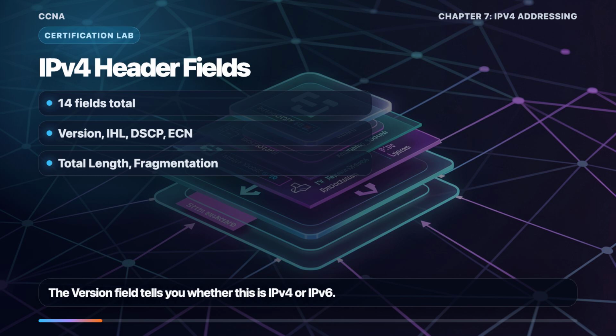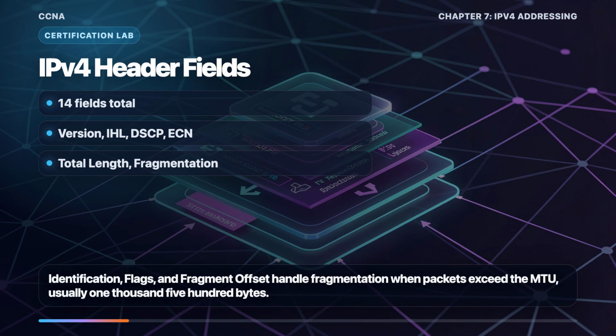The version field tells you whether this is IPv4 or IPv6. The IHL field says how long the header is, because the options field makes it variable. DSCP and ECN prioritize traffic for quality of service. Total length covers the entire packet. Identification, flags, and fragment offset handle fragmentation when packets exceed the MTU, usually 1,500 bytes.